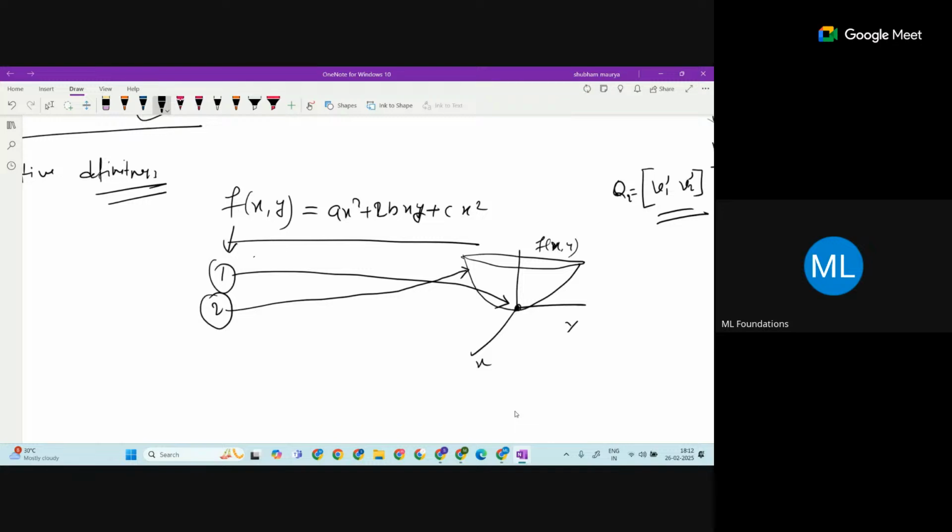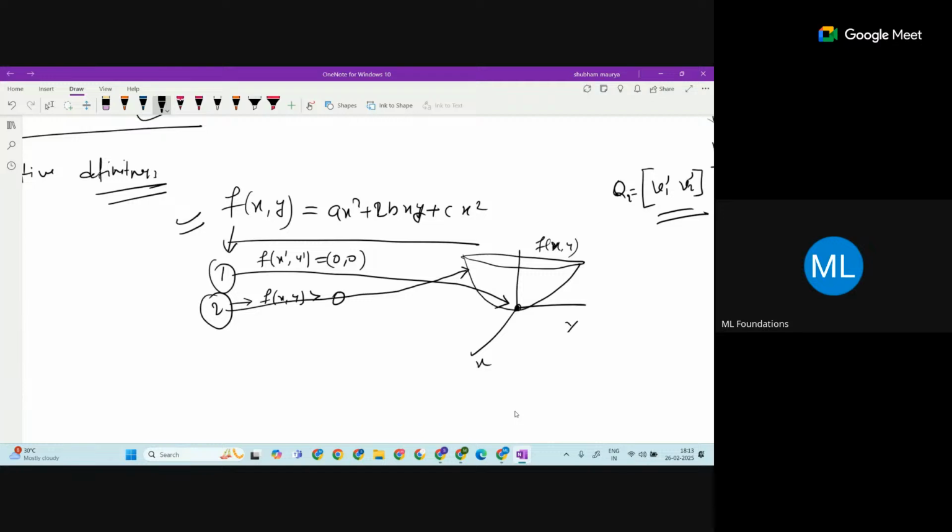So f of 0, 0 equals 0, and the second condition is f of x, y is always positive for any other point. If these two conditions are true, then we can call this function positive definite. That's the definition. And why do we want this? Because there is one reason.